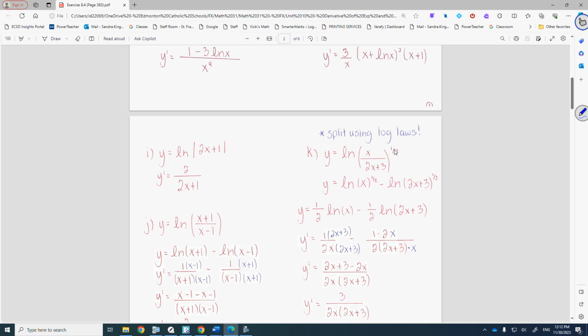I could take that 1/2 and put it on the numerator, take that 1/2 and put it on the denominator, and then split it up. It would be the natural log of x to the 1/2 minus the natural log of 2x plus 3 to the 1/2, and then take the derivative of this function and take the derivative of this. Okay?